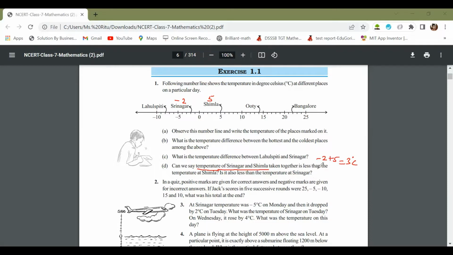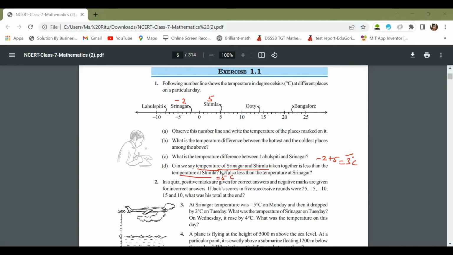Now "is less than" means they are comparing two temperatures. The temperature they are comparing is less than the temperature at Shimla. So now you write temperature at Shimla equals 5. What they are asking is whether this temperature is less than this Shimla temperature. Yes, it is less, because Shimla temperature is 5 and the temperature of Srinagar and Shimla taken together is 3 degrees Celsius. So this temperature is less than this. So we write: yes, the temperature of Srinagar and Shimla taken together is less than the temperature at Shimla.